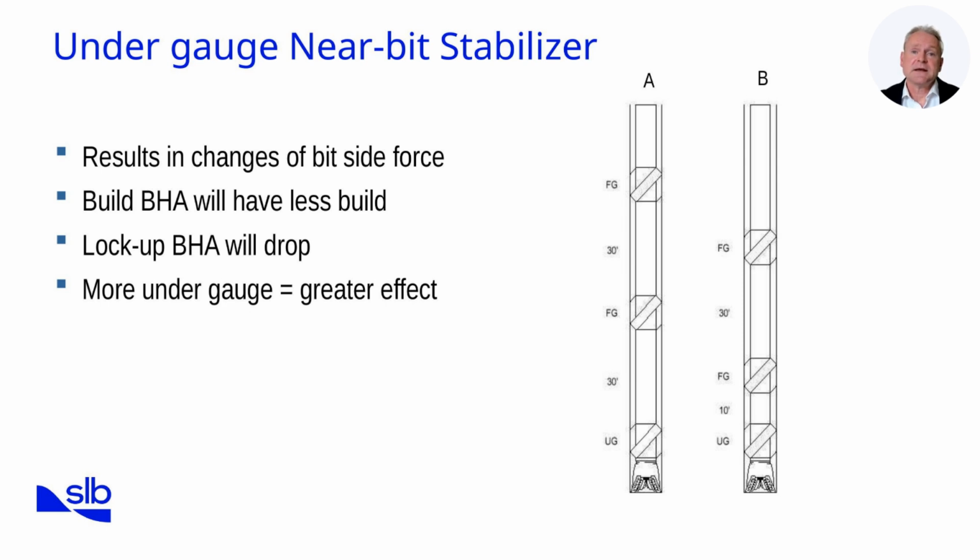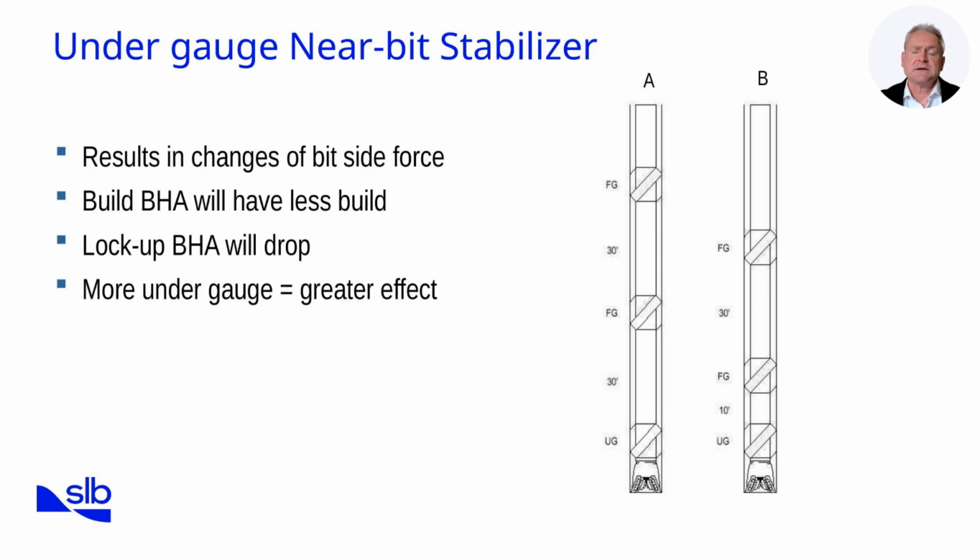In assembly A, the second stabilizer is set further up, about 30 feet from the bit. This longer distance increases the fulcrum length, so the rate of drop is greater. In assembly B, the second stabilizer is only 10 feet above the bit. This reduces the fulcrum distance, so the BHA still drops, but at a slower rate.